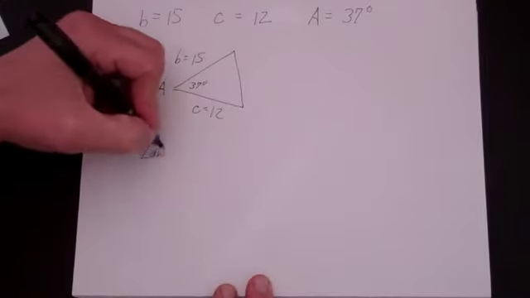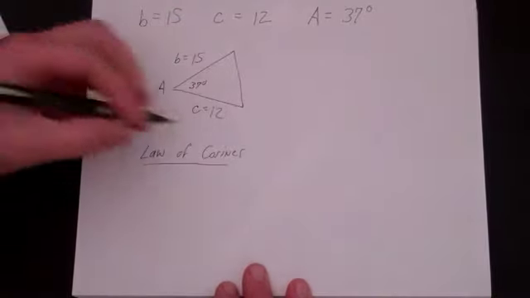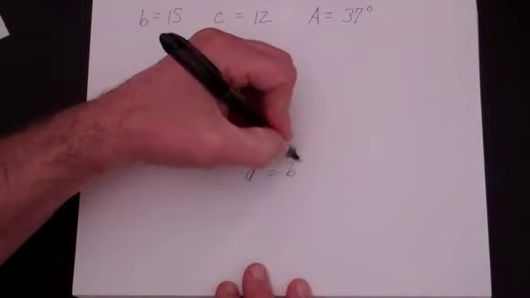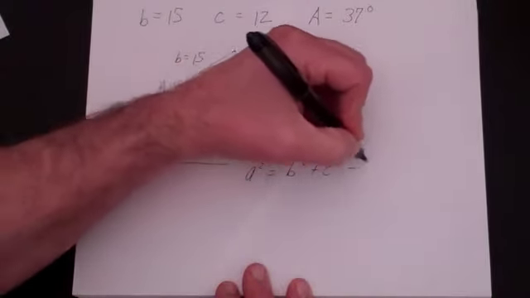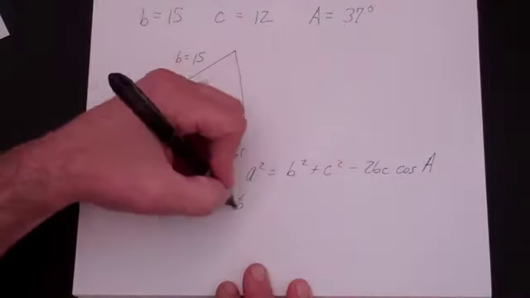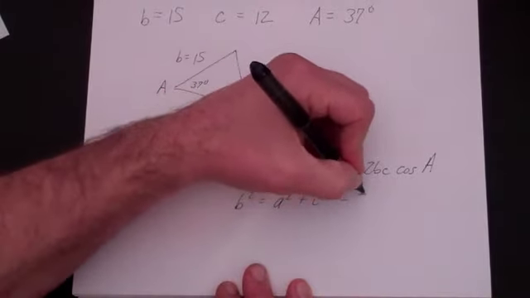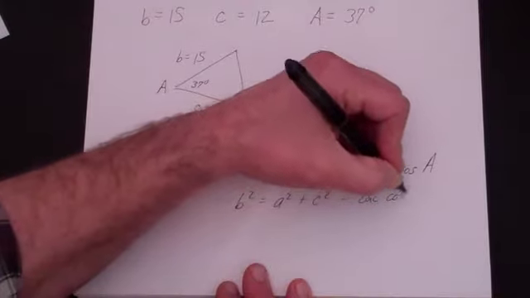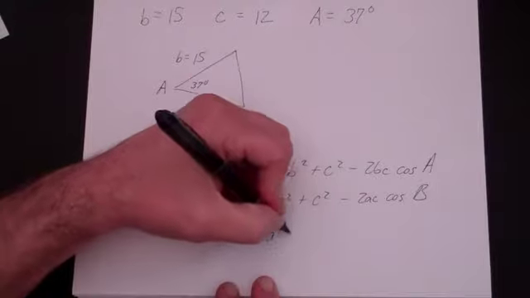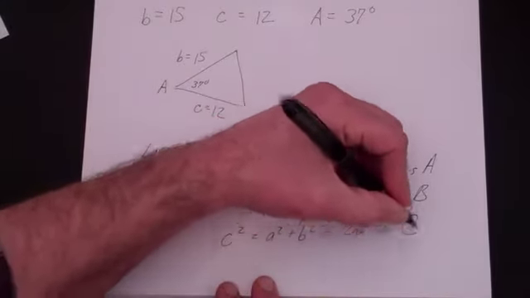And the law of cosines has three forms. A squared is equal to B squared plus C squared minus 2BC cosine big A. B squared is equal to A squared plus C squared minus 2AC cosine B. And C squared is equal to A squared plus B squared minus 2AB cosine big C.